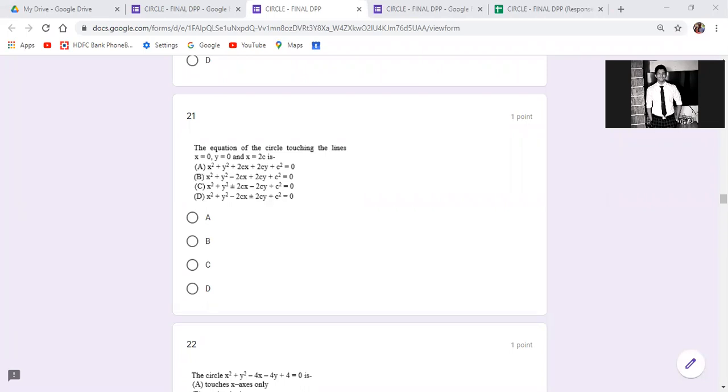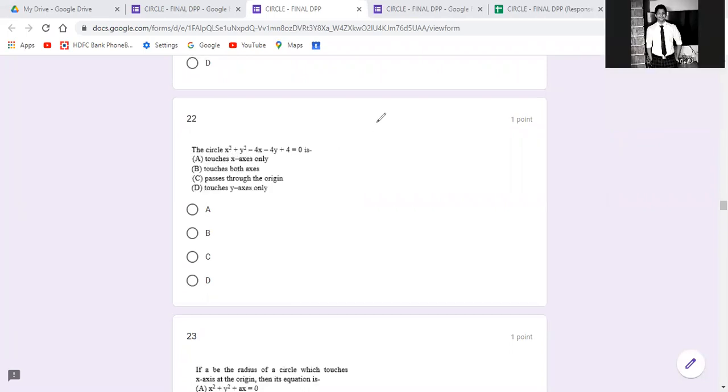22 is easy. Now look at this. When does a circle touch the x-axis? g square should be equal to c. f square should be equal to c. Otherwise, you do one thing. Don't do all this. Find the center, 2, 2. What is the radius? Root of 4 plus 4 minus 4. Is it 2? Yes, sir.